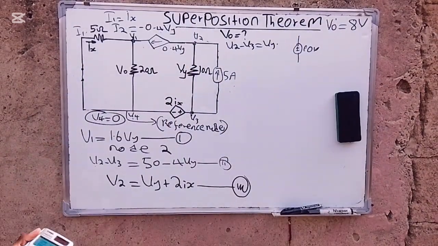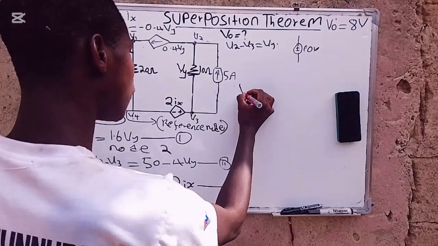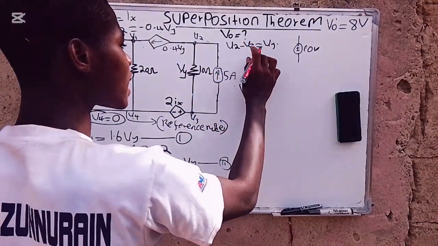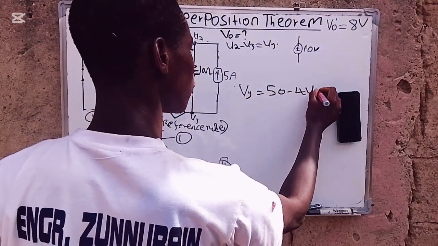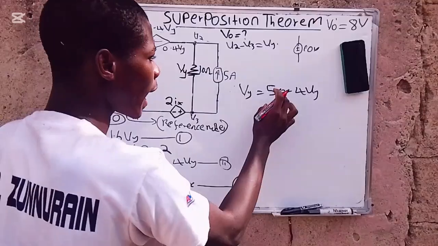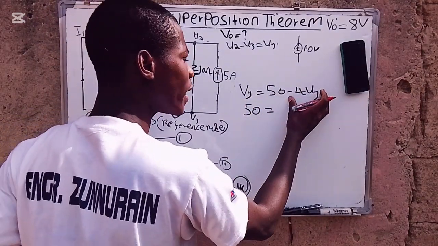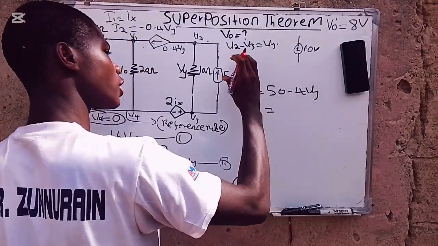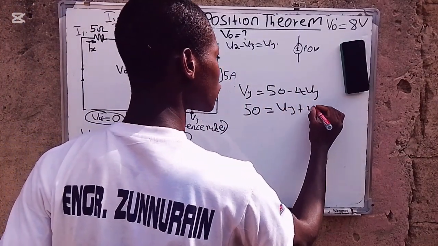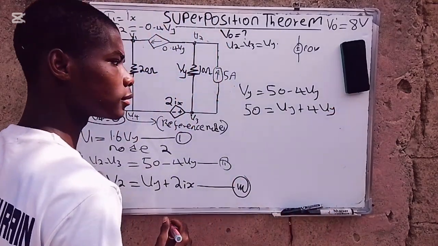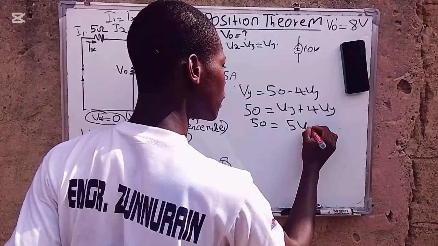The next thing to do, I should now take a look at equation 2. Equation 2, I have, this is the same thing as Vy. Vy should now be equal to 50 minus 4Vy. So I have to keep down 50, and therefore this should now be equal to, when negative 4Vy crosses the equal sign, it will now be Vy plus 4Vy. So therefore 50 is the same thing as this plus this, it will give me 5Vy.